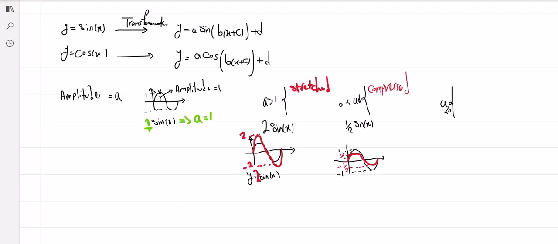Now, what happens if a is a negative number? For example, we want to draw the minus sine of x. Now, we're gonna actually first draw sine of x again.